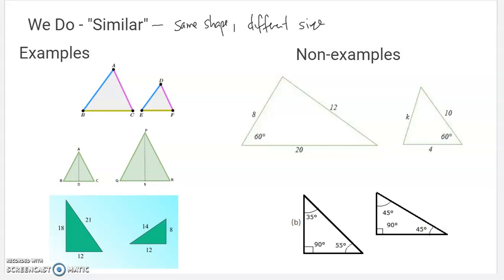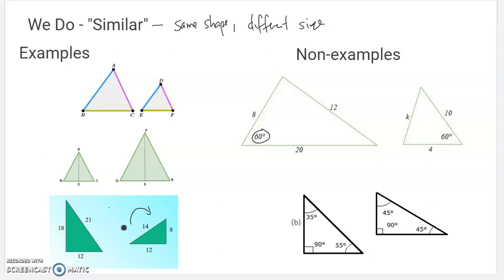Is kind of how those work. So all of these are bigger and smaller versions of the same triangle. Here you'll notice these are not oriented the same. So this one you'd kind of have to rotate to see that these were similar, but they are.